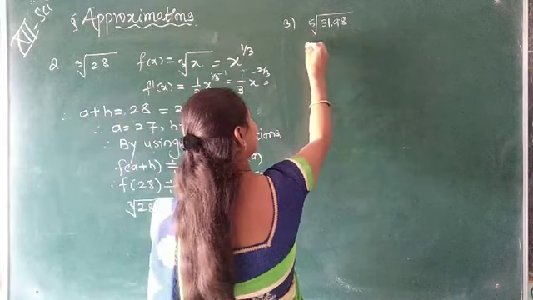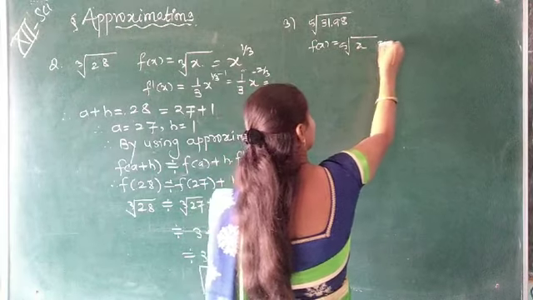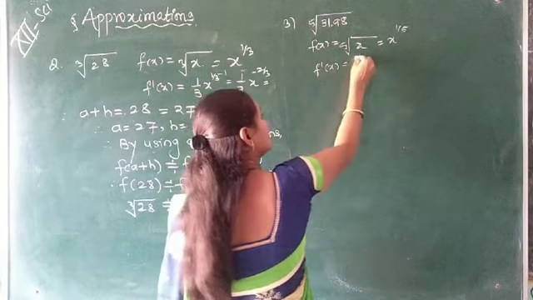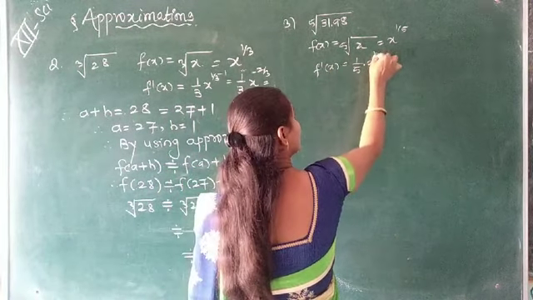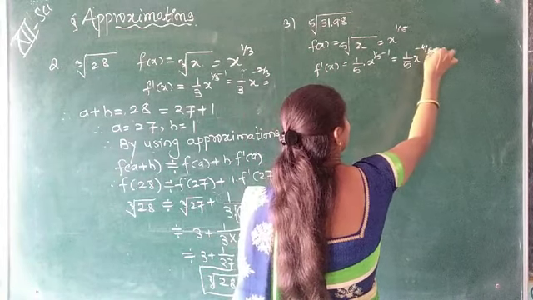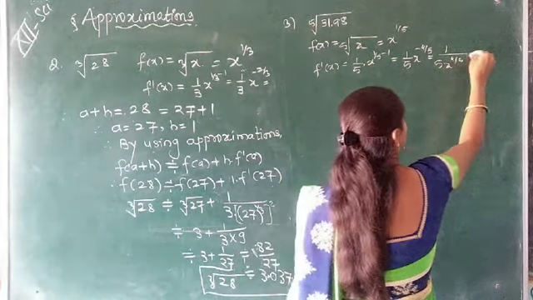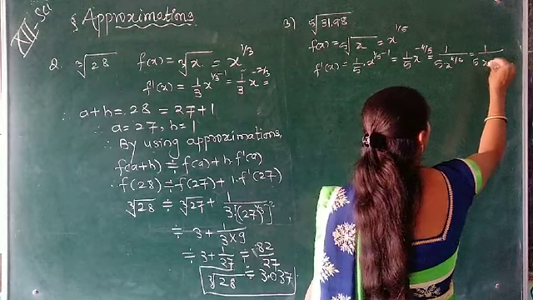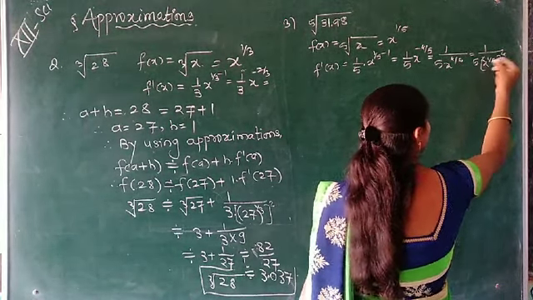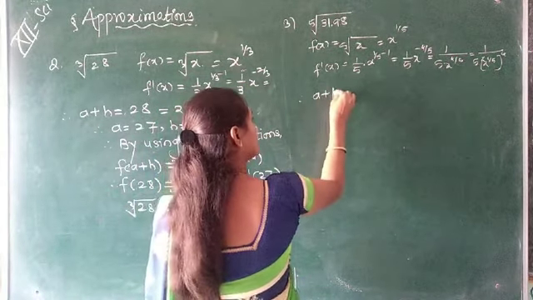Since we write this number, f of x is equal to fifth root of x, that means x raised to 1 by 5. Now take the derivative. 1 upon 5 into x raised to 1 by 5 minus 1, that is 1 upon 5 x raised to minus 4 by 5, and again this can be written as x raised to plus 4 by 5. Also we can write this as x raised to 1 by 5 and raised to 4, and x raised to 1 by 5 means fifth root. Now what is a plus h?